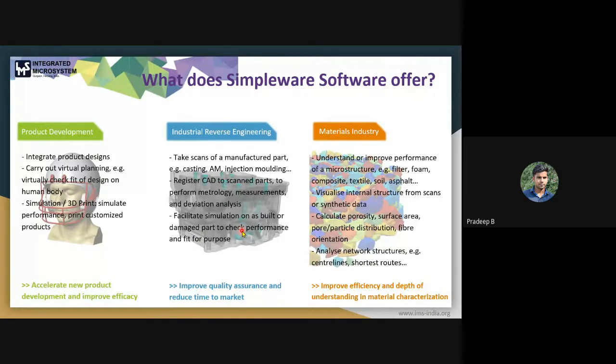For the materials industry, you can understand or improve the performance of a microstructure, for example foam, filter, composite, textile, soil, or asphalt. We can visualize internal structure from scan or synthetic data. We can calculate porosity, surface area, pore and particle distribution, and fiber orientation, and we can analyze the network structure, like centerlines and other tools.